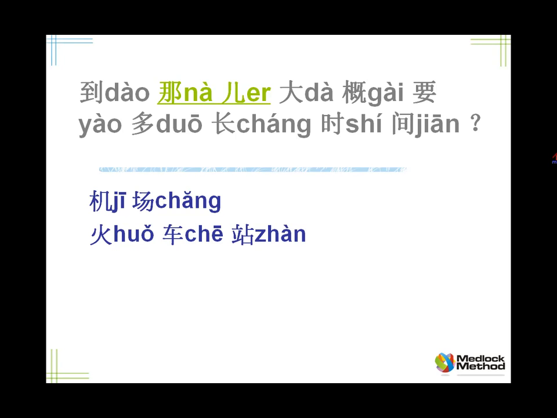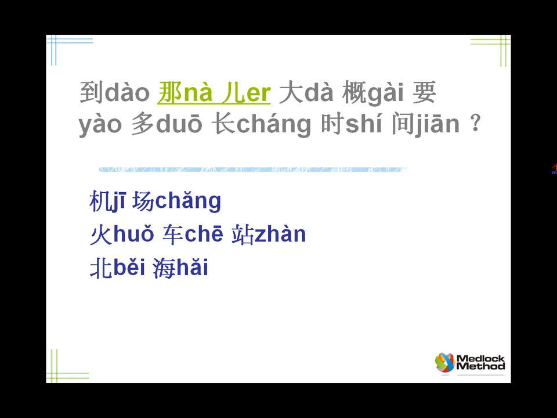Tell me, Bei Hai. 北海. Bei Hai is Bei Hai. What is Bei Hai, Cholasha? Bei Hai is a park in Beijing, a famous one. Ask me, about how long does it take to get to Bei Hai? 到北海大概要多长时间? Tell me, about half an hour. 大概半小时.